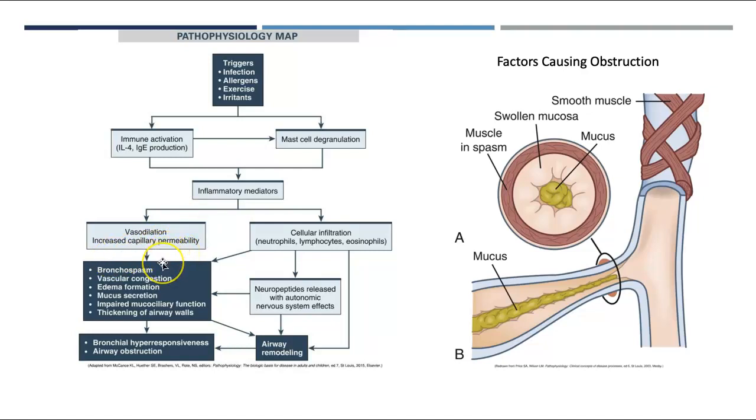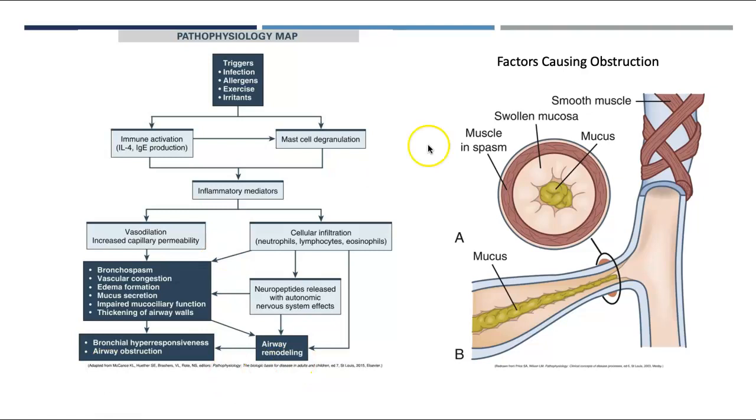permeability, which all affect bronchospasm, vascular congestion, edema formation, mucus secretion, impaired mucociliary function, thickening of airway walls, and then that bronchial hyperresponsiveness and airway obstruction. This cellular infiltrate from the neutrophils, lymphocytes, and eosinophils also affect these. And the neutrophils released with autonomic nervous system effects also affect these. And then these also affect that airway remodeling.